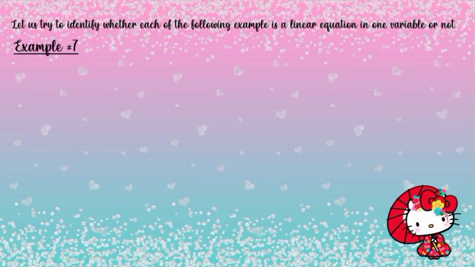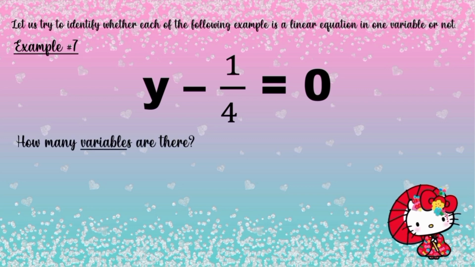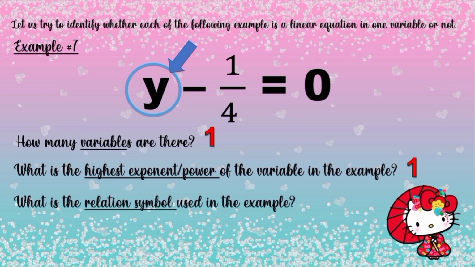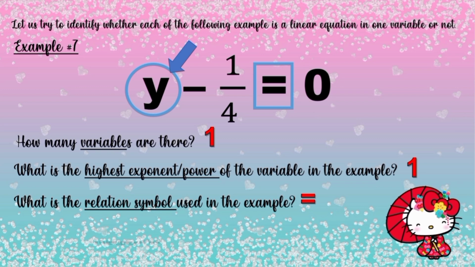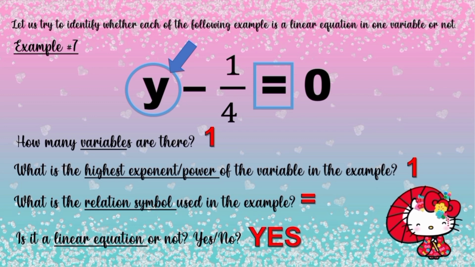Example number 7. y minus 1/4 is equal to 0. How many variables are there? We have y and that is 1. What is the highest exponent or power of the variable in the example? The exponent is 1. What is the relation symbol used in the example? We use the equal symbol. Is it a linear equation or not? Yes, this is an example of a linear equation.